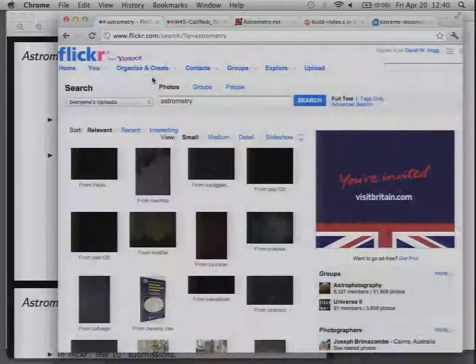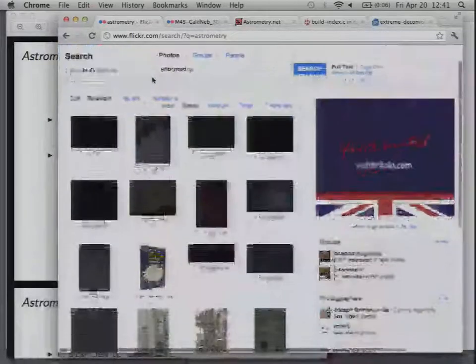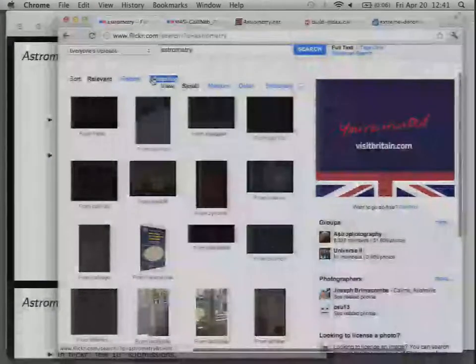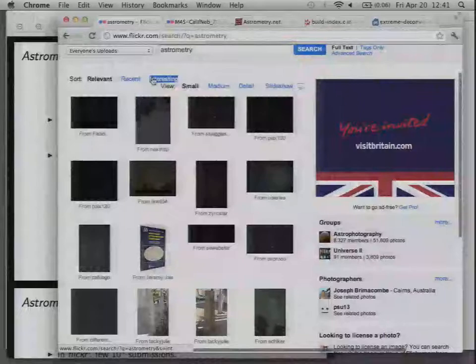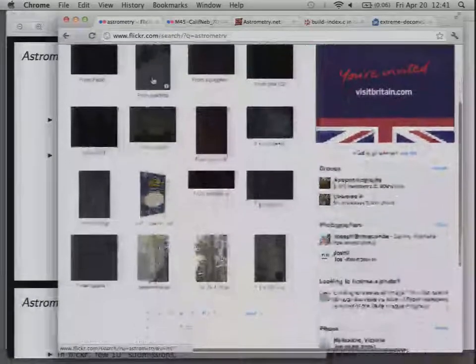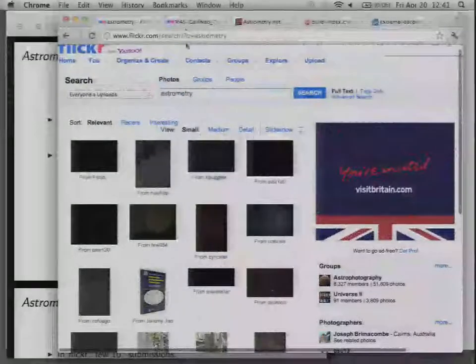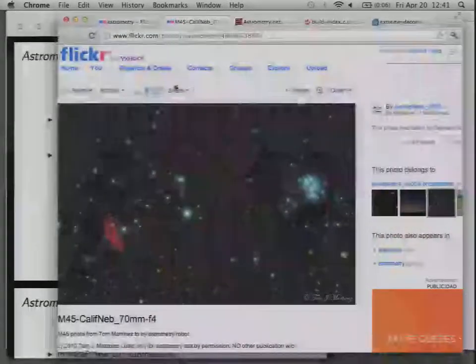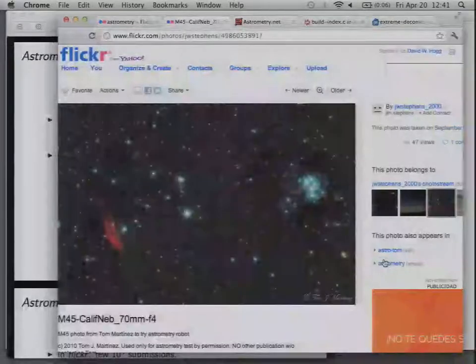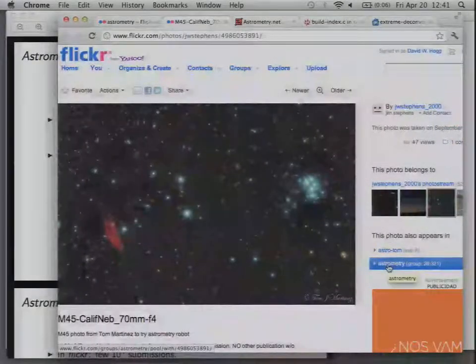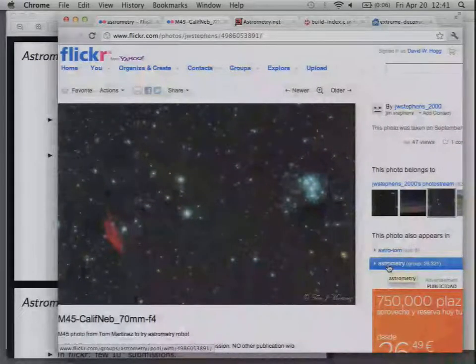The reason I searched for astrometry is we run a little group on Flickr. If you roll down here, there are a lot of these images you can't really see. They're images of the night sky. And then this is an image of a textbook about astrometry. But the other ones are images of the night sky. I clicked on one of them. Here's one of them. This one is tagged astrometry because it's been added to the group called astrometry. Okay? This sounds like an ad for Flickr, but it's not.